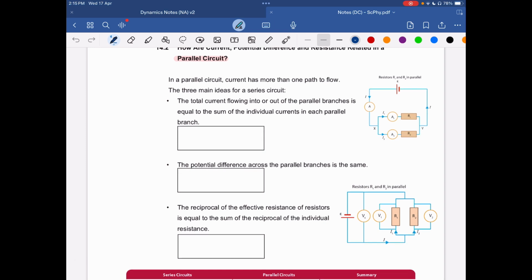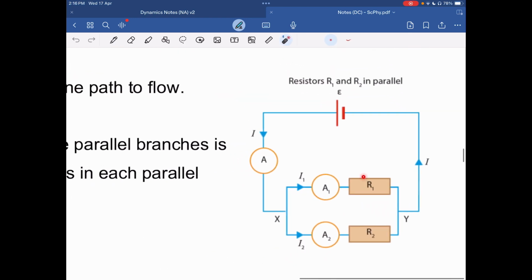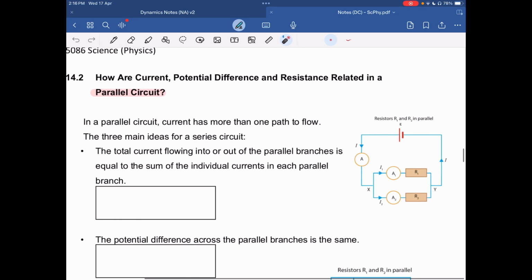Right, in terms of the summary, the first one: R1, the resistor, and the second resistor are in a parallel circuit, whereby the current is able to split path. That's why they are called a parallel circuit. The current has more than one path to flow.